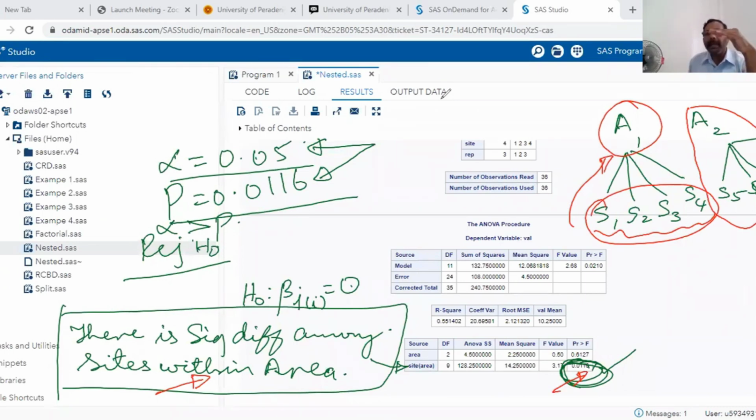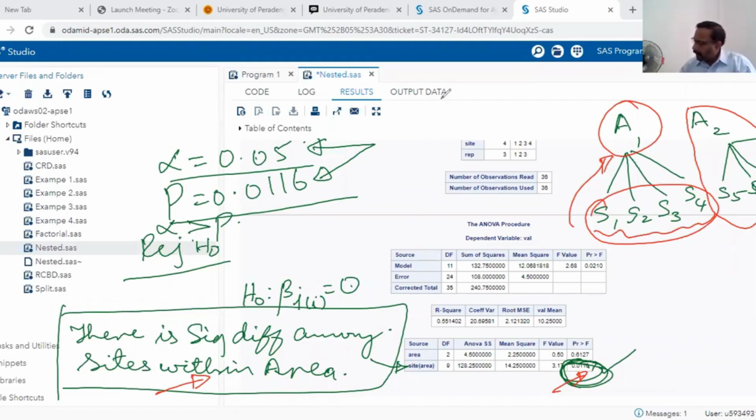Then we'll have to do the mean separation for each area separately. Can you remember in factorial we talked about this? If the factor interaction is significant, then we do the mean separation, keeping one level of a factor constant and comparing the levels of the other factor. Similarly, here you keep A1 constant, then compare S1, S2, S3, S4. Then keep A2 constant, compare S5, S6, S7, S8. That is how you go for the mean separation.